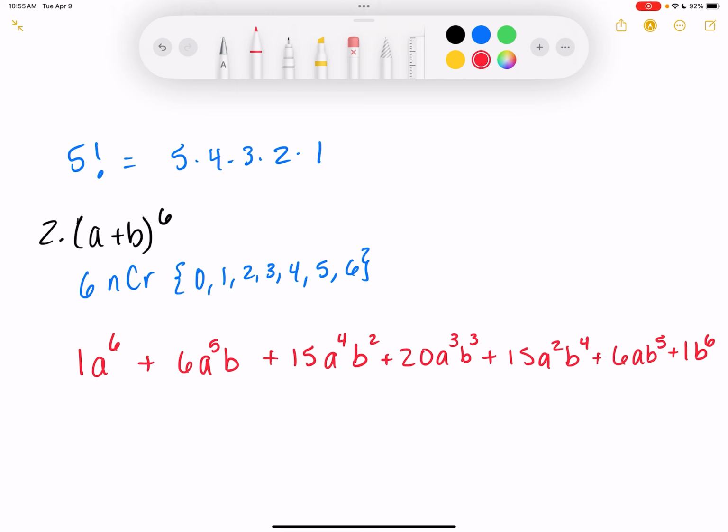And like I said, the ones we wouldn't normally write there, but just for the sake of seeing it, we'll do it that way.